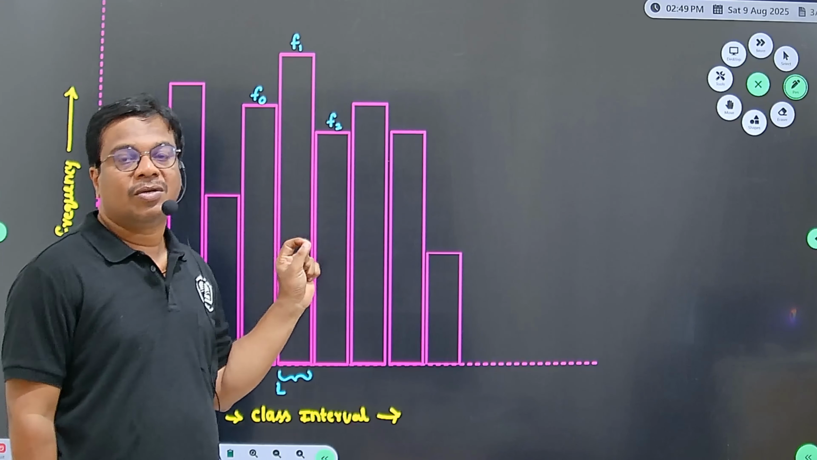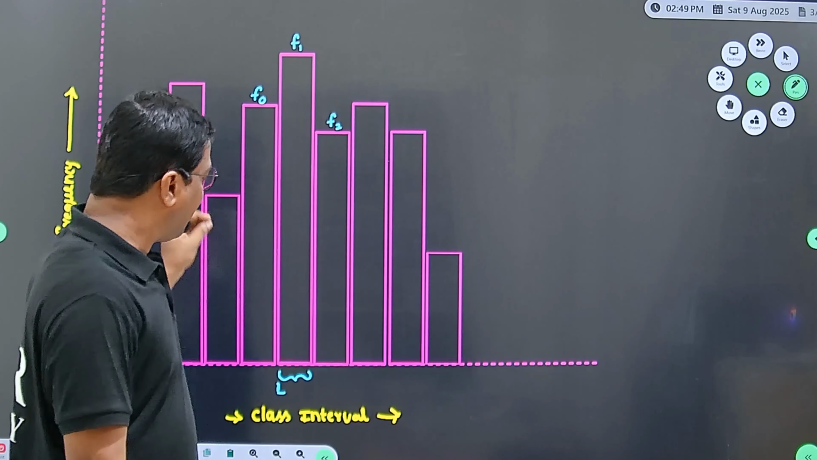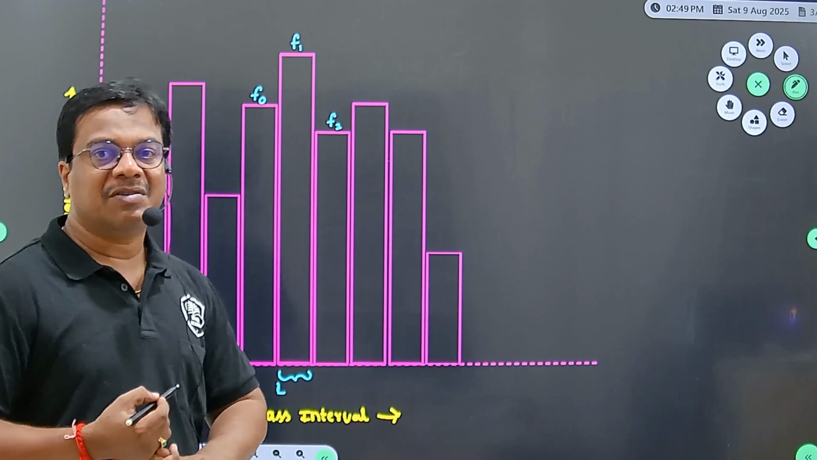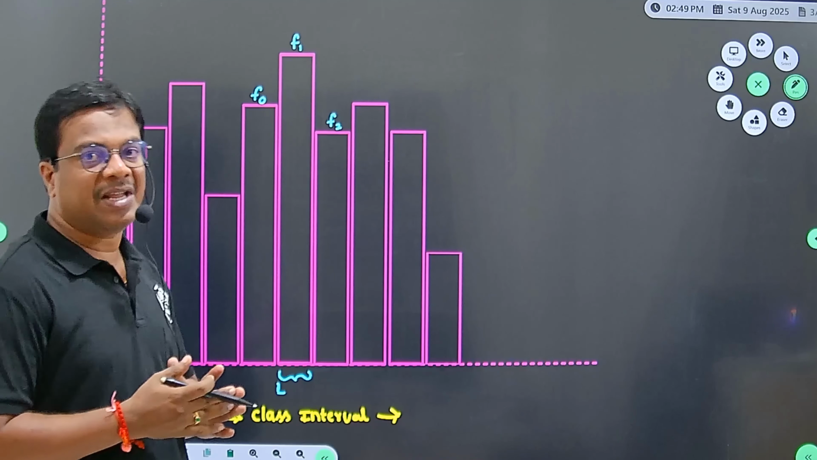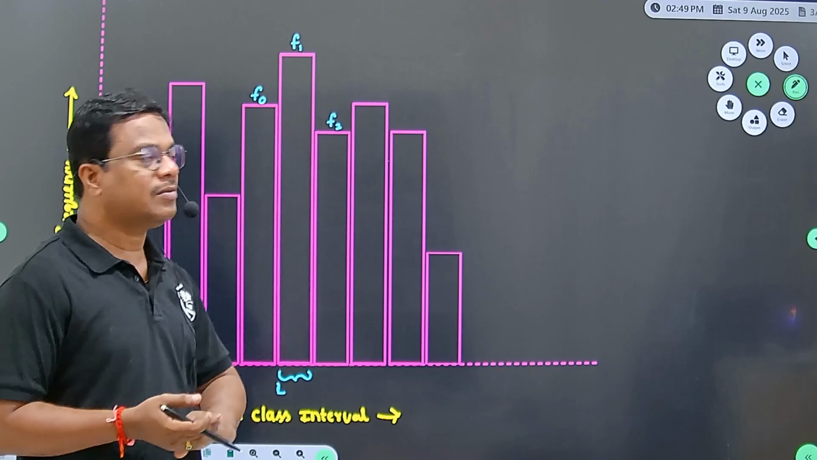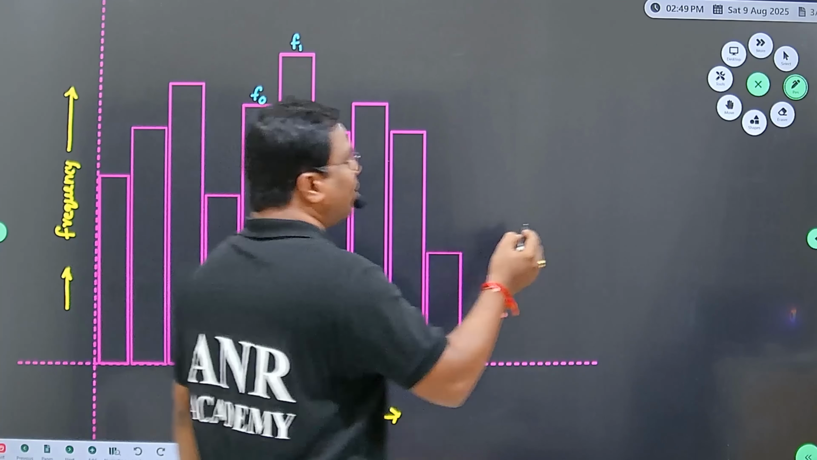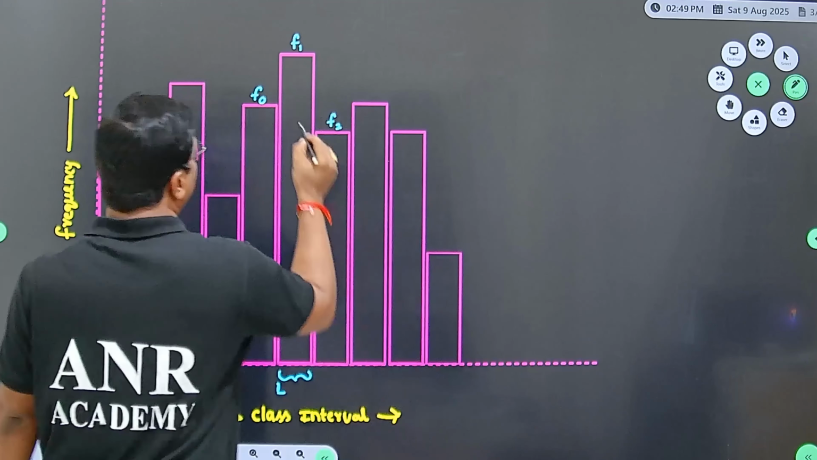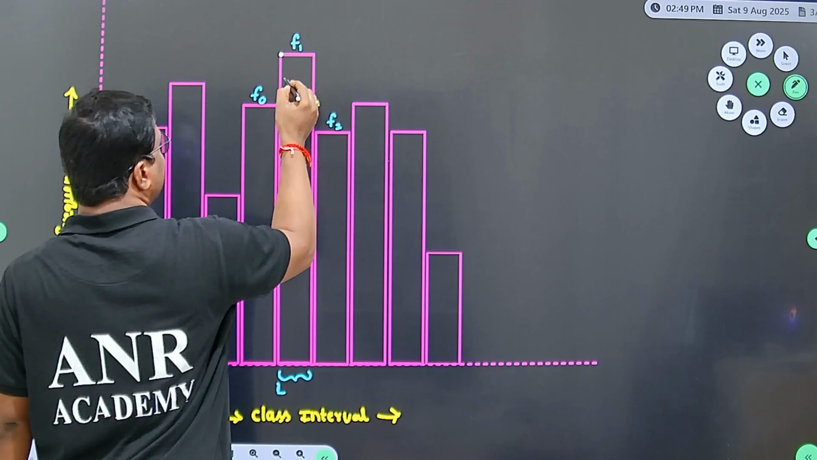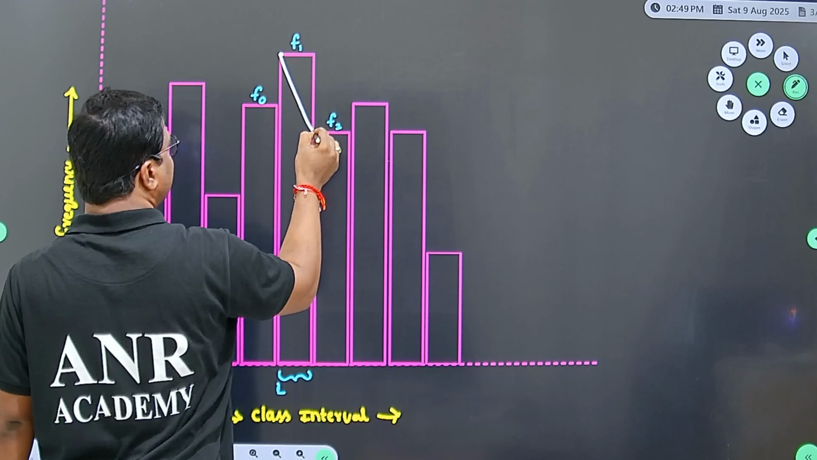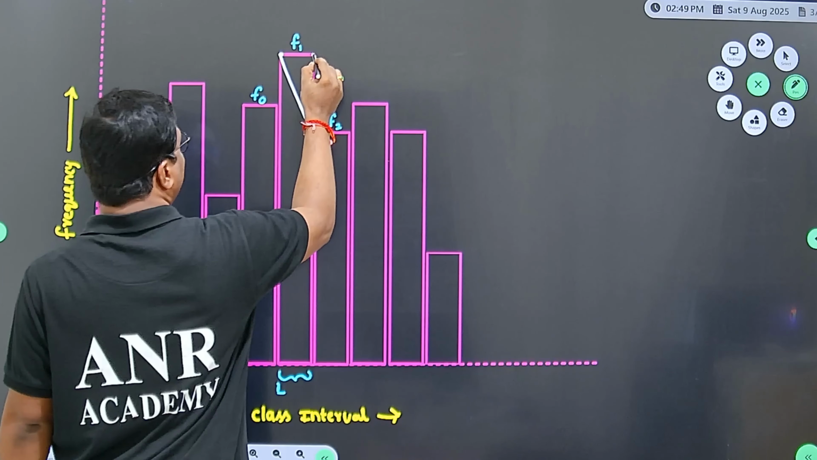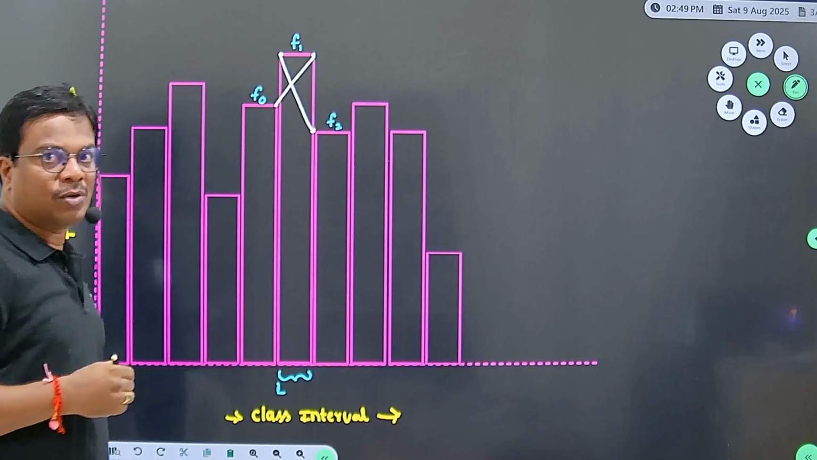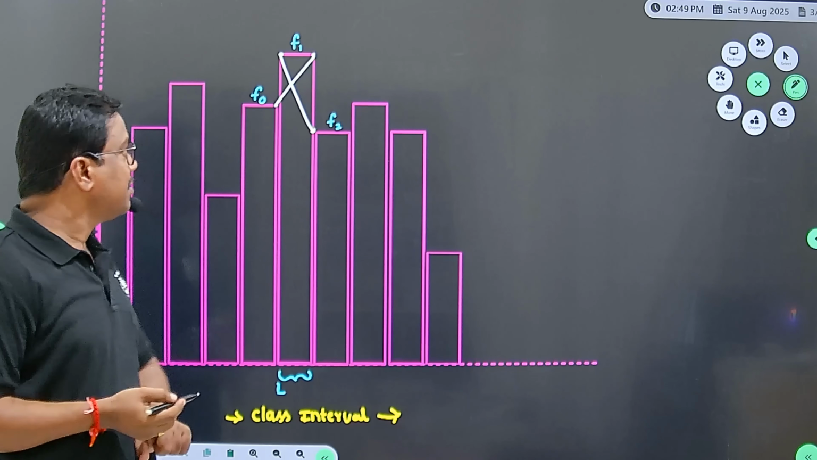And clearly, whenever class intervals are given in the data, the value of the mode depends upon adjacent frequencies, that is F0 and F2, so I am going to join the maximum frequency with the succeeding frequency and the maximum frequency with the preceding frequency. Depending upon these two, we get the mode. Why? Because class interval is given.